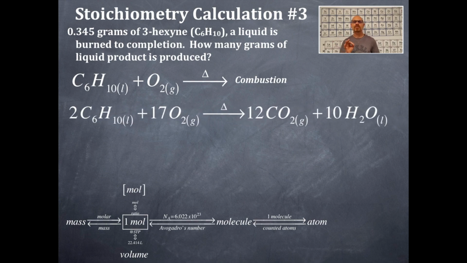Bam! Here's our balanced equation here. Hopefully that makes sense for you. Any complete combustion, you get carbon dioxide and water as your products. You first balance the carbons. You're going to put a 6 in front of the carbon dioxide. Then you're going to put a 5 in front of the water for the hydrogens.